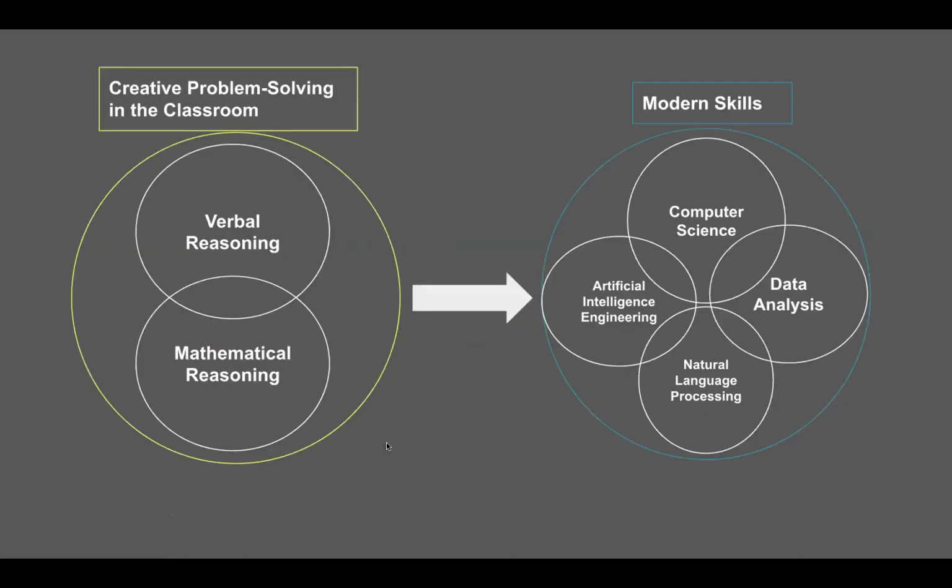So things we do in the classroom, creative problem-solving in the classroom, help our verbal reasoning and mathematical reasoning. And that will allow us to do all sorts of modern skills like computer science, data analysis, I don't know, maybe even video game design. There are all sorts of modern skills, the foundation of which is verbal reasoning and mathematical reasoning.